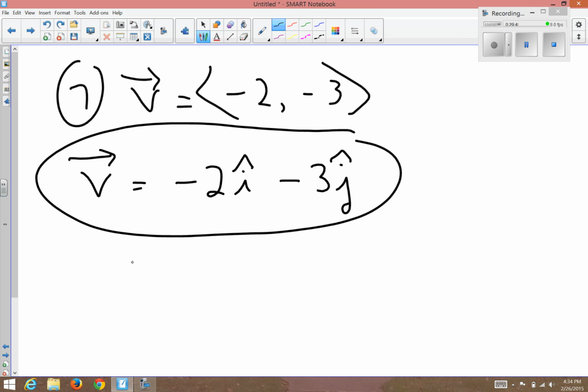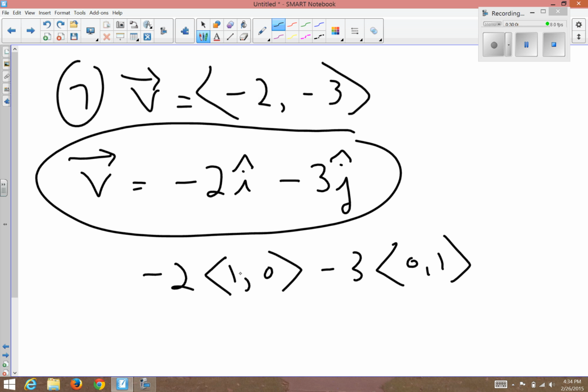So here's why that's right. i means the vector 1, 0. j means the vector 0, 1. i is always this, 1, 0. j is always this, 0, 1. This vector times -2 means multiply both of these by -2. This vector times -3 means multiply both of these by -3. -3 times 0 is 0. -3 times 1 is -3.